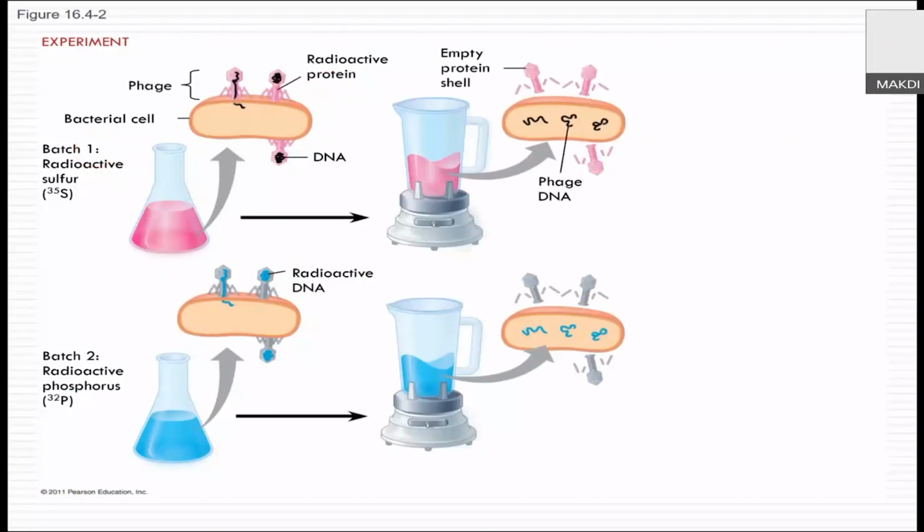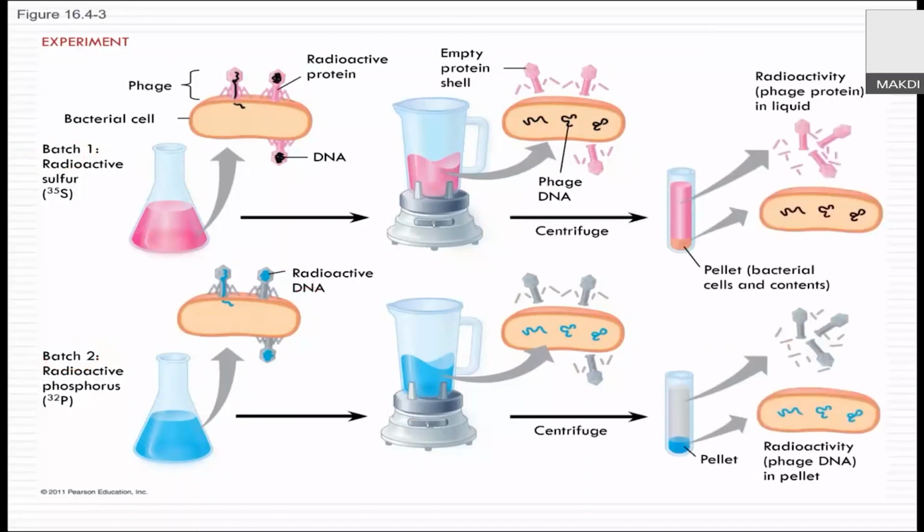Then they allowed the virus to infect the cells. This is how COVID-19 infects our cells, the same mechanism. The virus will inject its genetic material into the cells to infect them. So we want to know what the genetic material is: either protein or DNA. For batch one, they labeled the protein. For batch two, they labeled the DNA.